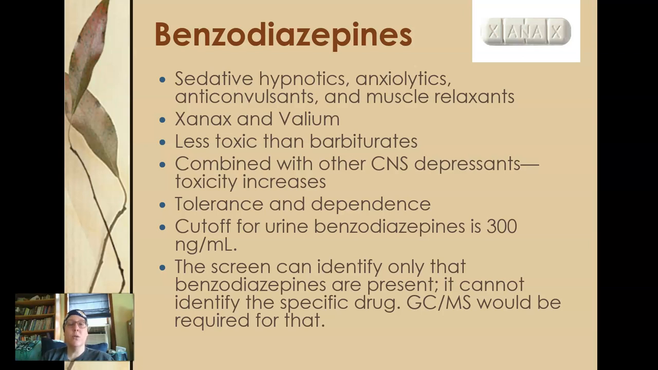They also create tolerance and dependence. So tolerance, again, is where it takes more and more to have the same effect. Dependence is where you have to have it to even be able to function normally. So again, very addictive. The cutoff for urine benzos is 300 nanograms per mil. Sorry, and the screen can only identify that a benzo is present. It cannot identify the specific drug. So again, GCMS would be required for that. Usually, people would have a prescription for those, but again, these also can be diverted and sold.